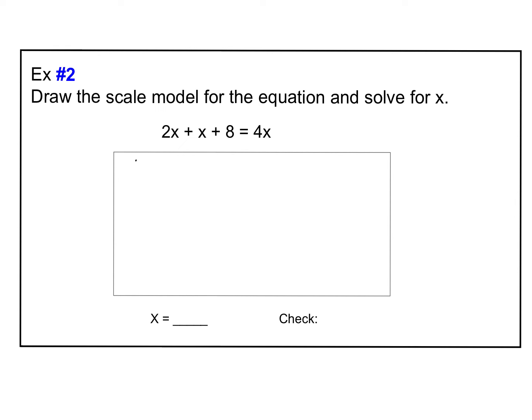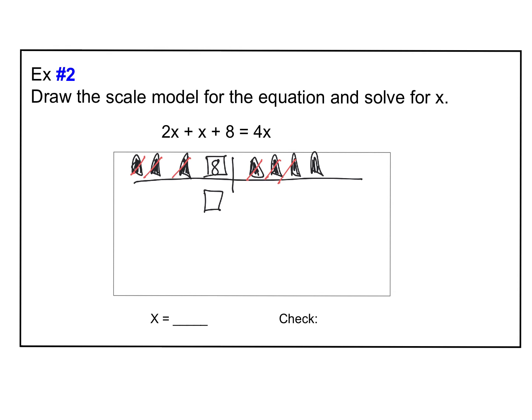All right, so here we're going to have 2 triangles for our 2x plus another triangle for our x and 8. And on the left side, just have our 4 triangles. I look at what's the same on each side. So each side has 3 triangles. What am I left with? On the left side, I'm left with an 8. And on the right side, I'm left with a triangle. So my triangle is equal to 8.